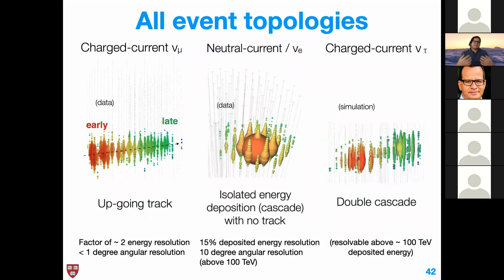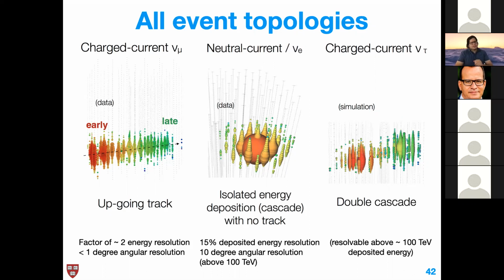These Feynman diagrams translate to us to event topologies within a detector. So in the left one, we have charge-current mu neutrinos. They make these long trajectories across the detector. On those, the energy resolution is a factor of 2, and angular resolution is better than 1 degree. Neutral current events and charge-current electron neutrino events make these blobs. On those, we can measure the energy with around 15%, and angular resolution approximately 10 degrees.